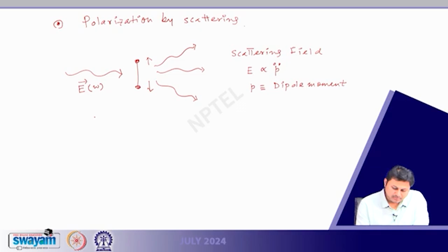Now, P is charge E multiplied by the distance r. In the electric field, when there is a dipole, there is a separation of the charge. So, this separation is r. If I write P double dot, it should be essentially E r double dot. That means it is proportional to acceleration.